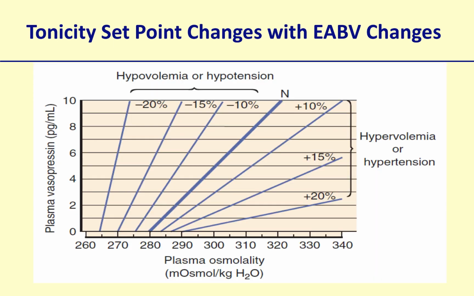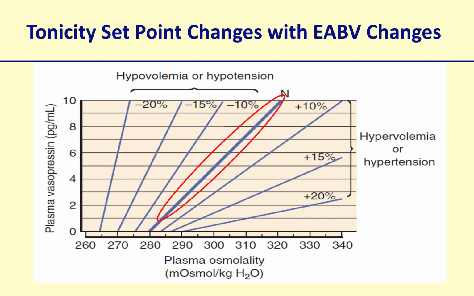Now, we can express the same concept in a different way. In this graph, we're showing on the y-axis plasma vasopressin levels, or plasma ADH, and on the x-axis plasma osmolality. We know that under normal conditions, plasma osmolarity that is greater than 280 will cause ADH to be secreted, and the greater the osmolarity, the greater the ADH, and that's what is shown in that blue line there, marked with an N.